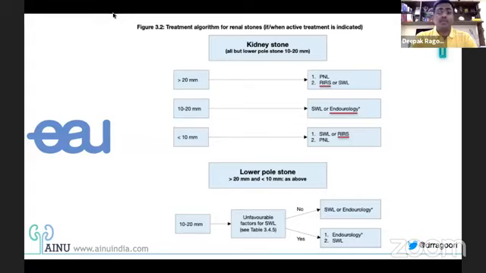As far as the lower pole stones are concerned, if it is more than 2 centimeters, that is when the question mark comes in, whether you would want to do a percutaneous nephrolithotomy or you can still go ahead and do a RIRS. Of course you can, but there are a few features which you would want to be favorable for yourself before you attempt that.